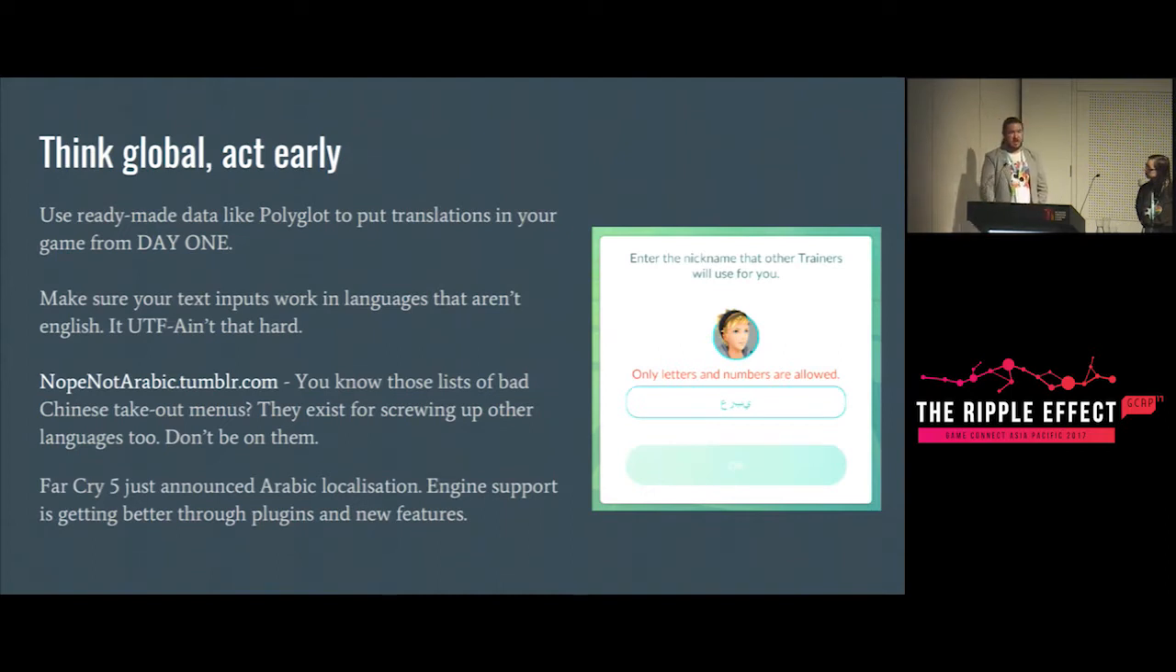Unity does it really badly. The CryEngine is now getting Arabic support through Far Cry 5. They're adding Arabic localization. It is something that people are working on. There are tools available for you to start just dropping in translated strings into your games now.